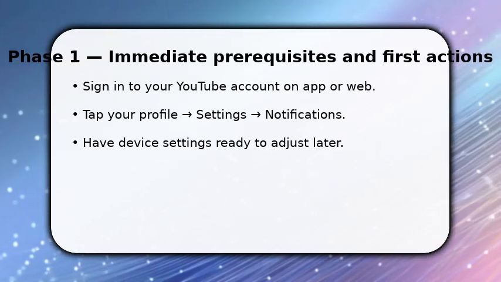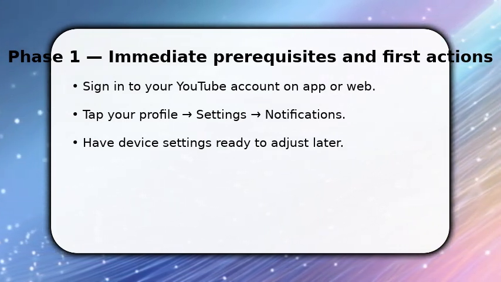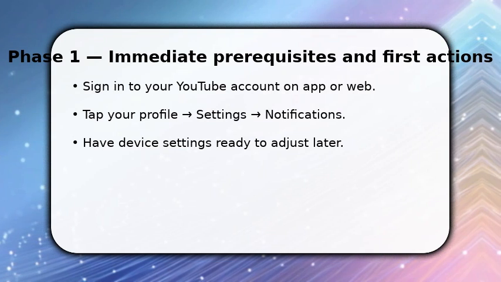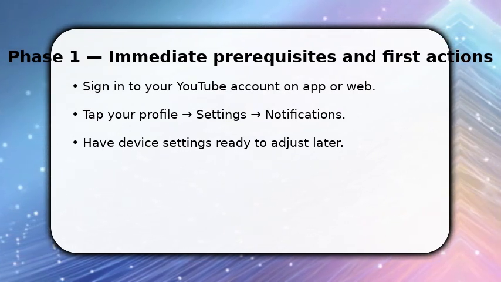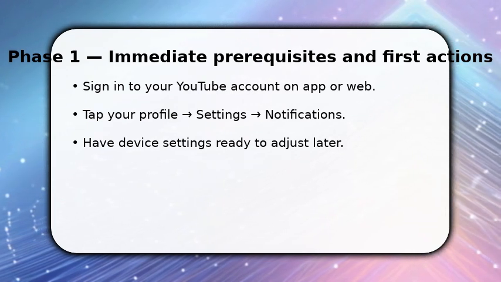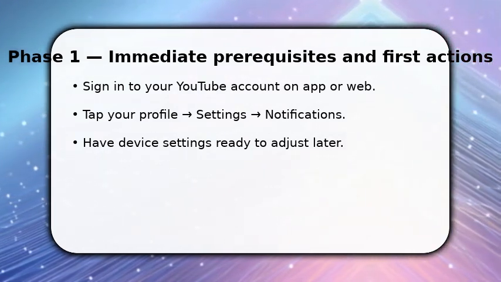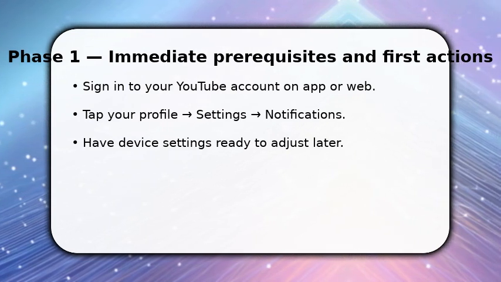You start by opening YouTube while signed in, go straight to your profile icon, then Settings, then Notifications. This is where YouTube stores global controls for email, push, and subscriptions. Once there, scan the main toggles so you know what's enabled. Make sure to leave the app open while you change options because some controls prompt overlays.